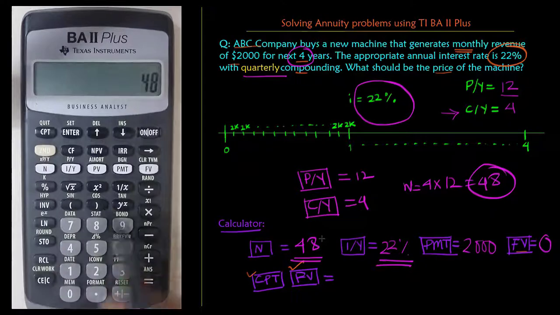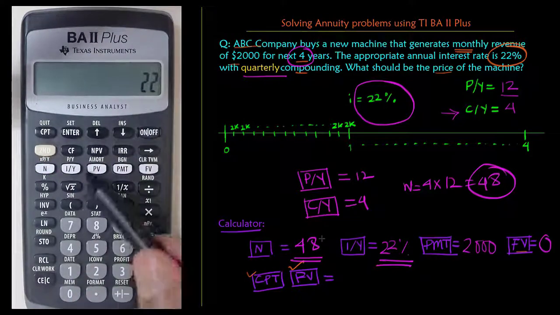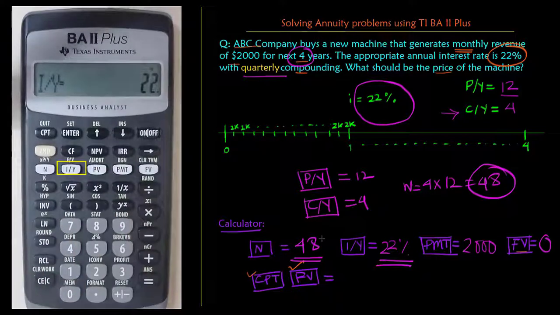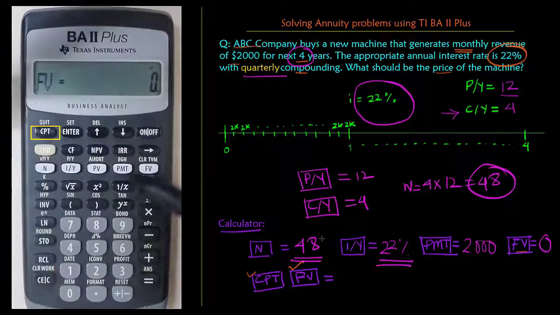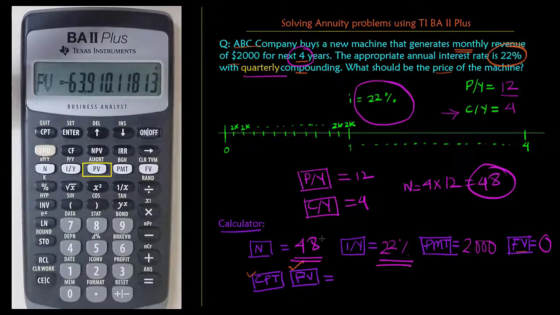So 48 into N, then 22 into I/Y, then 2000 into payment, then 0 in future value, and finally compute, and then PV. The result is 63910.